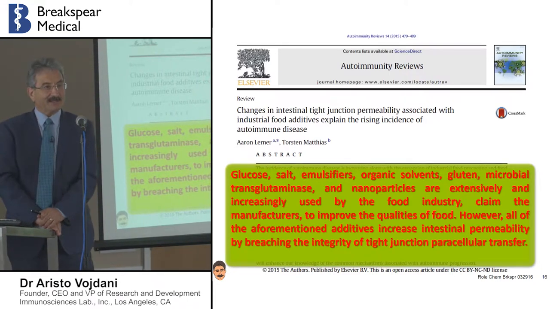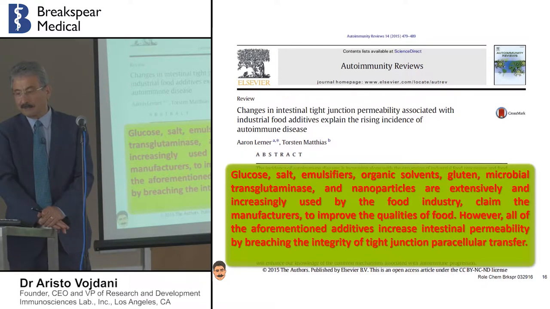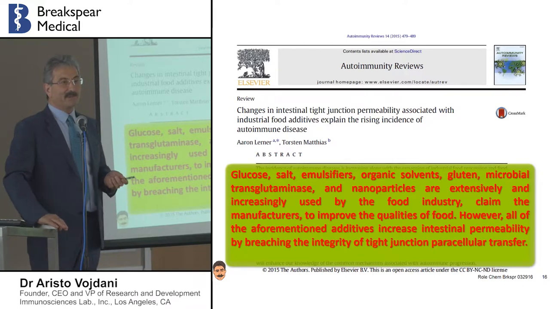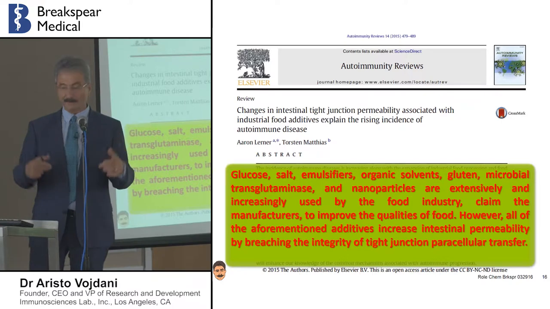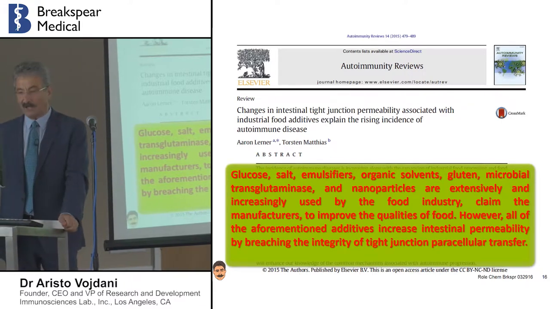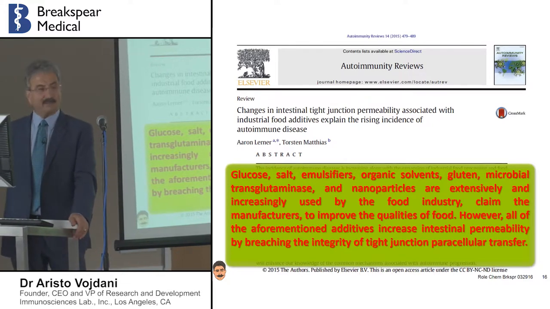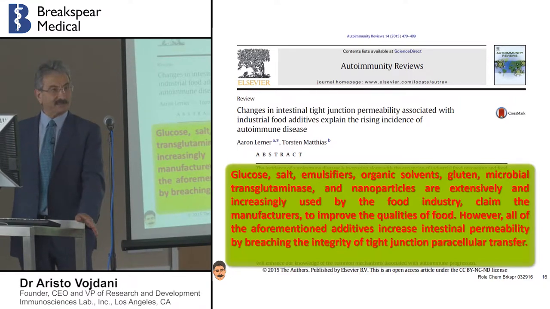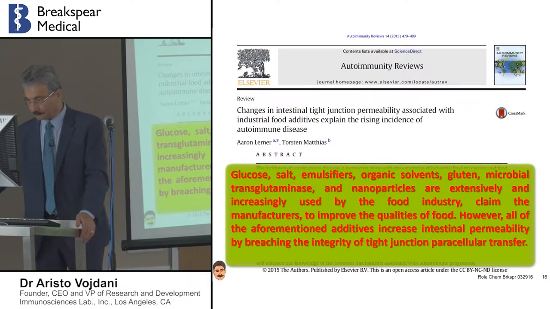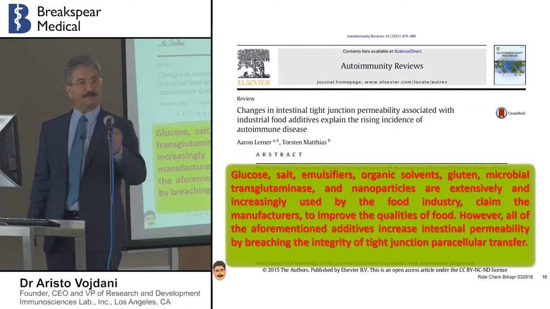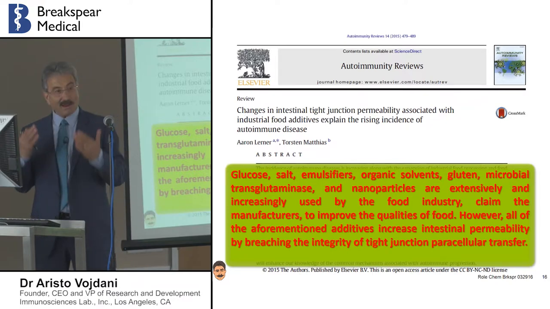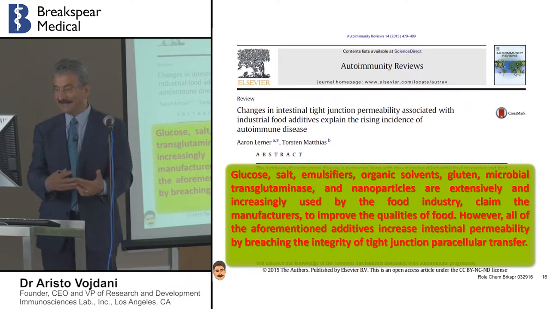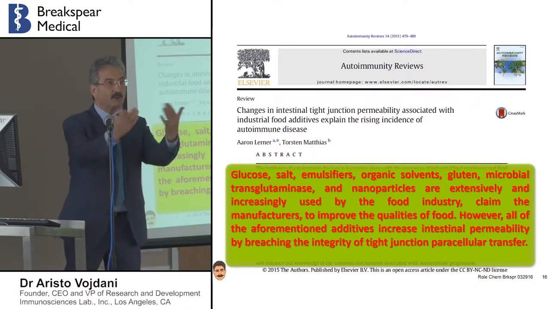One of the participants in this international meeting was Aaron Lerner, and with his colleague, Professor Matthias, who had a presentation at the meeting, they also published this fascinating article in the Journal of Autoimmune Reviews. What they showed us in this article is that glucose, salt, emulsifier, organic solvents, gluten, microbial transglutaminase, and nanoparticles, by the way, lots of medications have nanoparticles on them, are extensively and increasingly used by the food industry. The manufacturers claim they improve the quality of food. However, all of the aforementioned additives increase intestinal permeability, which is the gateway to autoimmunity.